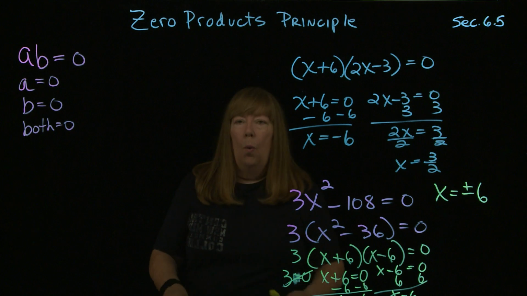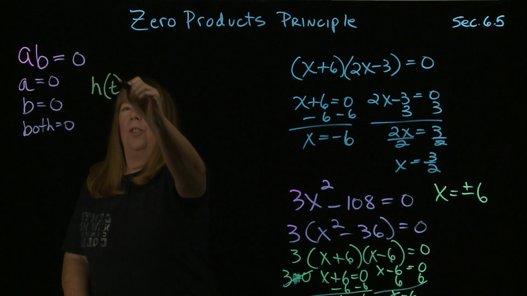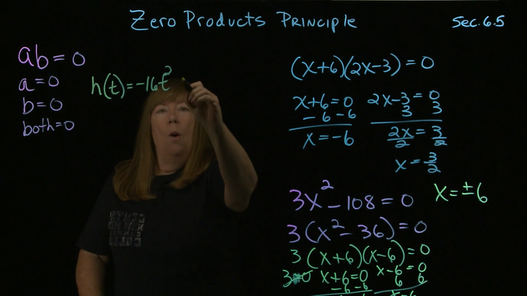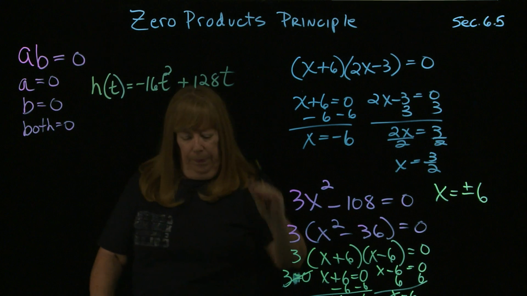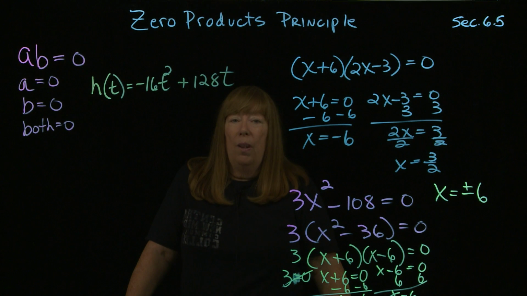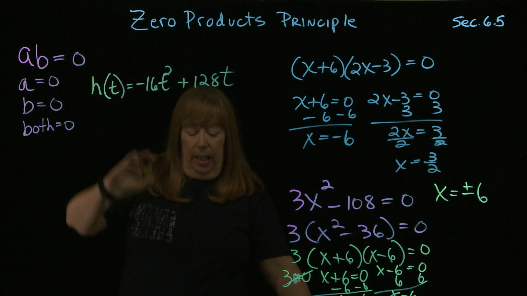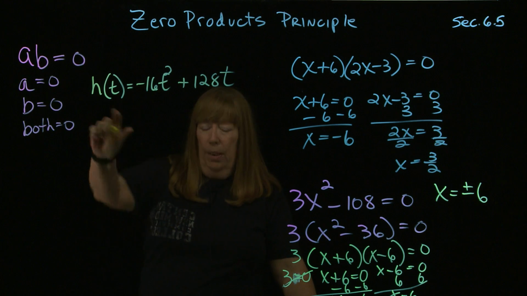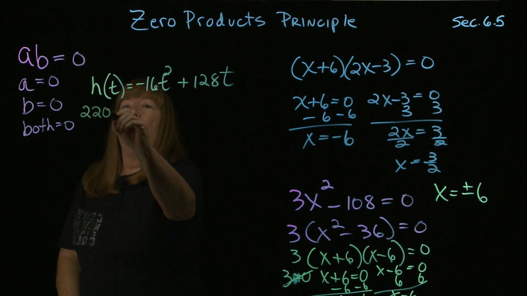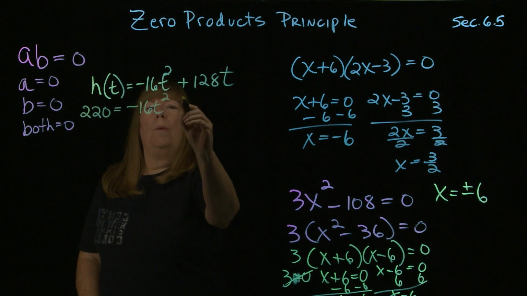This is example 8. It's a word problem, and it's about a rocket. Given the function h of t equals negative 16t squared plus 128t, how long will it take before the rocket is 220 feet above the ground? Okay, t is time. H of t is height. H is height, right? So h of t is height. So I said, how long would it take to be 220 feet above the ground? So we're going to plug in 220 where we see h of t.